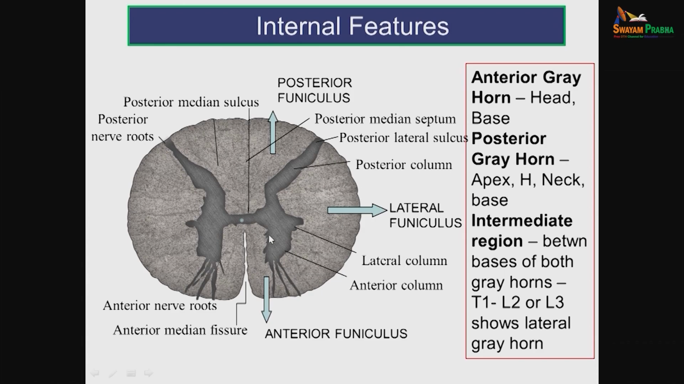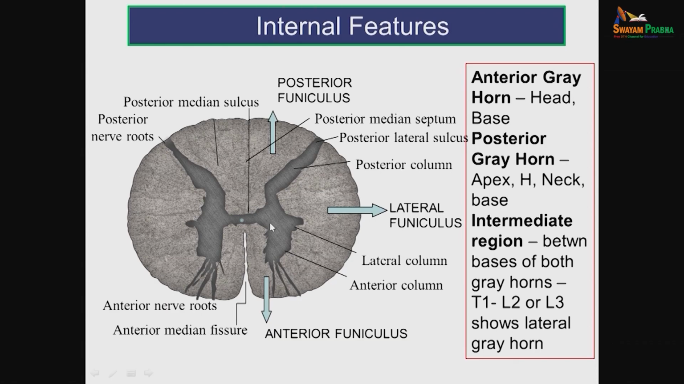So we will first study the ventral grey horn. As you can see from the picture, the ventral grey horn is broad and short and it extends ventrolaterally. Please understand, this is ventral, this is dorsal. So this anterior or ventral grey horn extends ventrolaterally. If you look at the dorsal grey horn, it is long and slender, and it extends dorsolaterally.